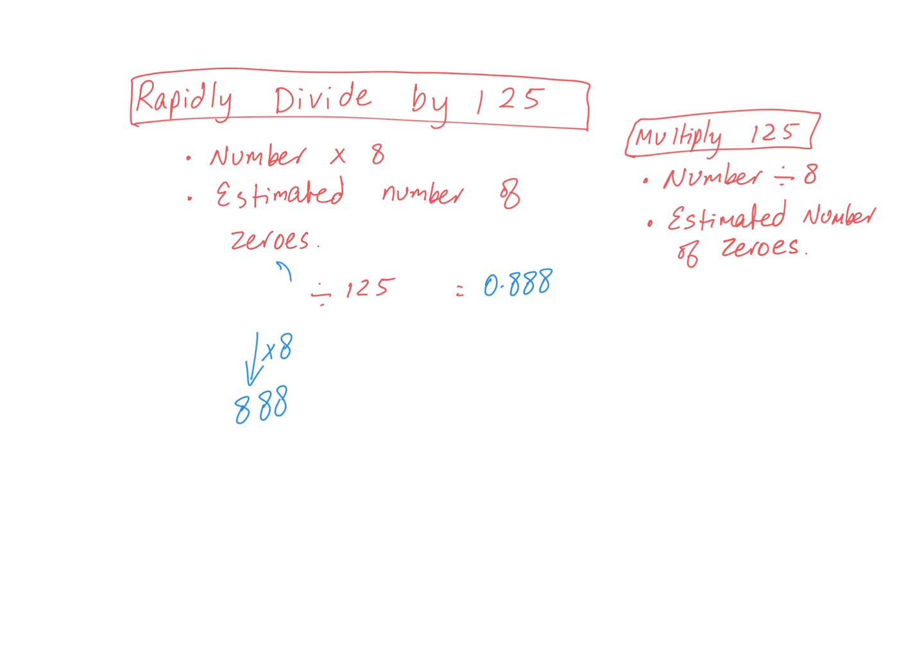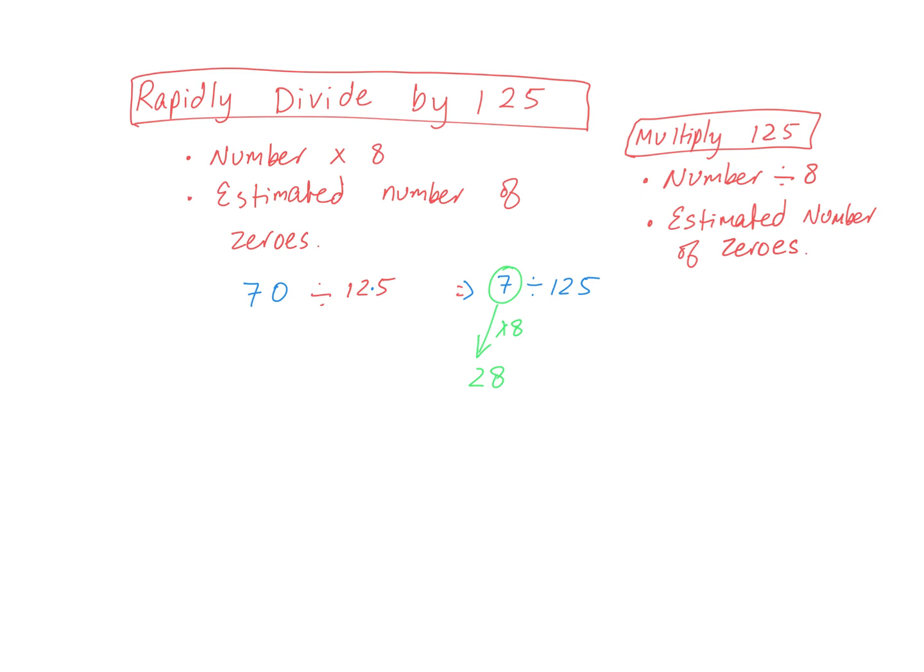Let's try another one. Let's say I have 70 divided by 12.5. Let's make it a little challenging. So as I stated many times, what if we change the question to 7 divided by 125? Remove the 0, remove the decimal. Now step 1 is take this number and multiply by 8.